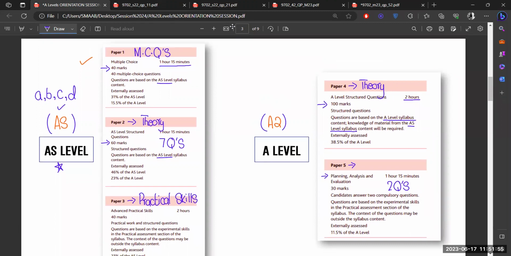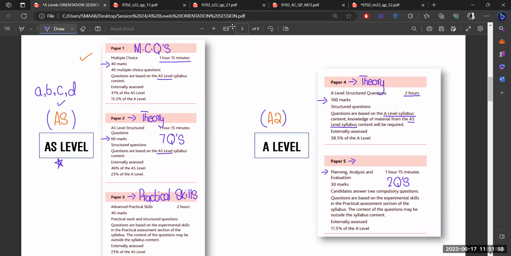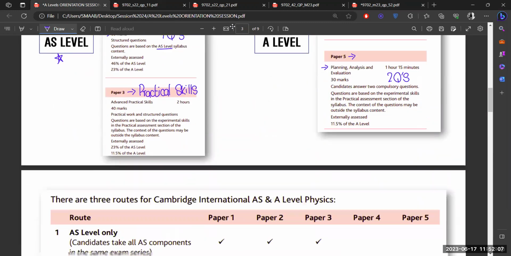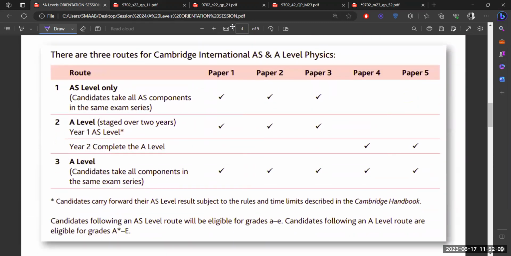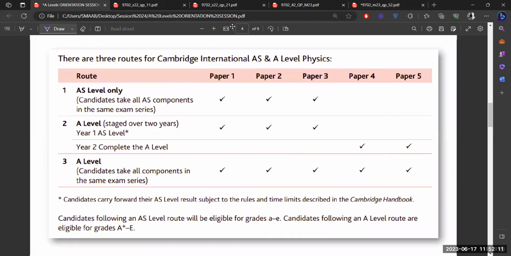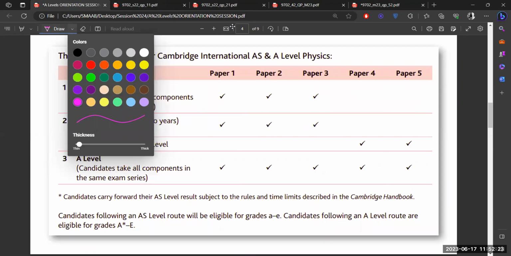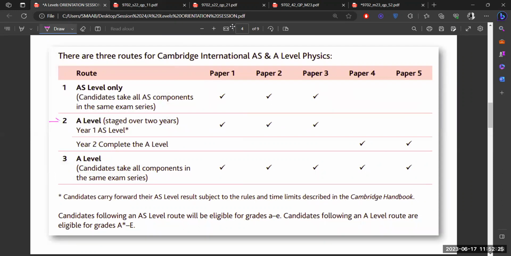So according to the rating, P1 is the most difficult one, then P4 second, then P2, then P5. Because P4 contains 10 questions. There are three types of routes, we can say, if you are going to appear in your A levels. So basically you have three different choices. Normally, in our normal A levels, we go for the second choice. This is a 2-year degree.